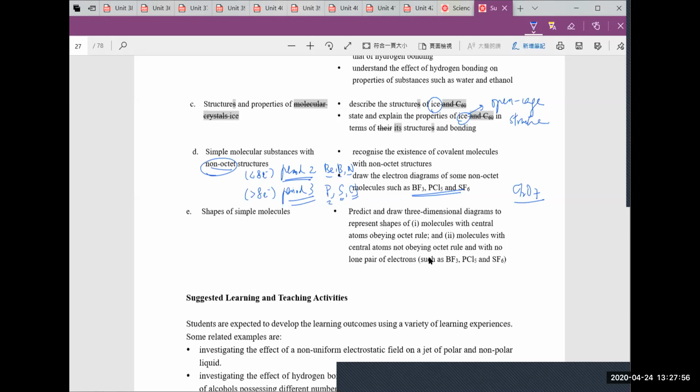And the shapes of the molecules that you need to know, we have certain shapes. No matter whether they obey the octet rule or not, you are going to have to get to know the shape. So this covers the Michael 2. Shall we take a look? It's time to take notes here, to get to know the whole thing.